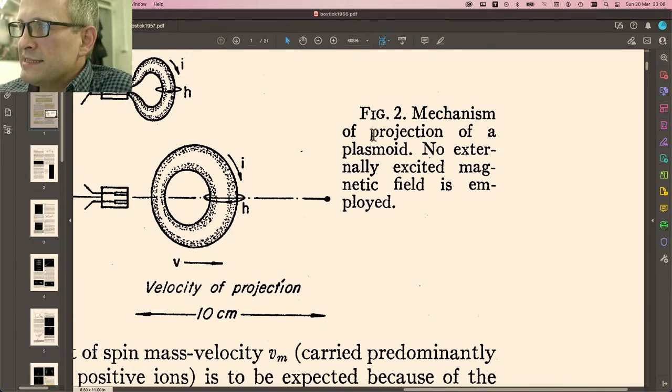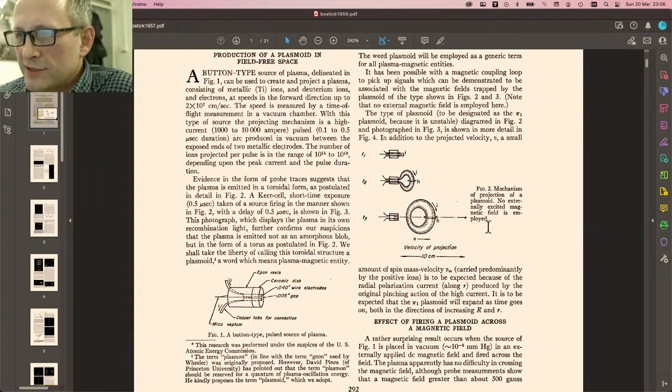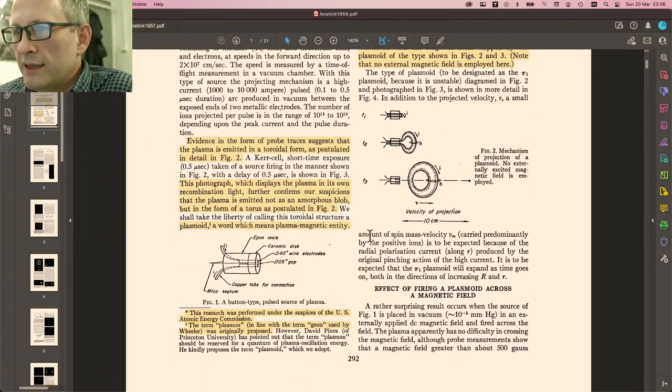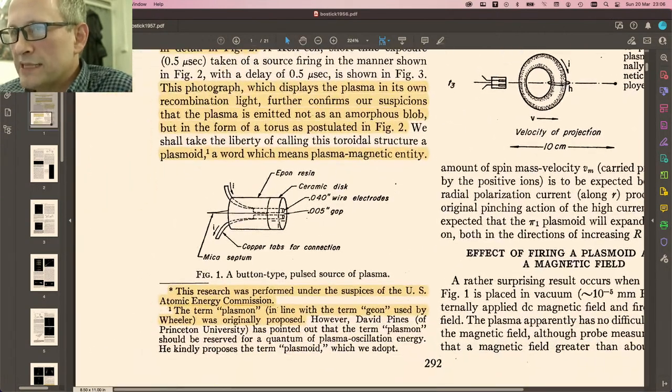And mechanism of projection of plasmoid, no externally excited magnetic field is employed. Velocity of projection is this way, and this is 10 centimeters. I guess that's what he's got there. Okay, so here you get a description. Maybe no one's ever thought about why it's called plasmoid. Plasmoid, a word which means plasma magnetic entity. Plasma magnetic entity.